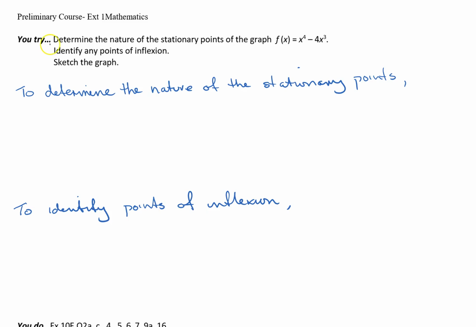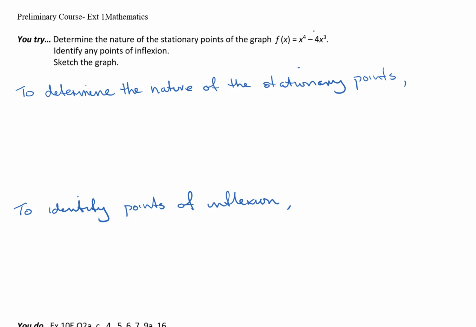Okay, in this example, we're being asked to determine the nature of the stationary points. On the graph, f of x is x to the fourth minus 4x cubed. Now, x to the fourth we're not that familiar with. It possibly has 3 turning points.